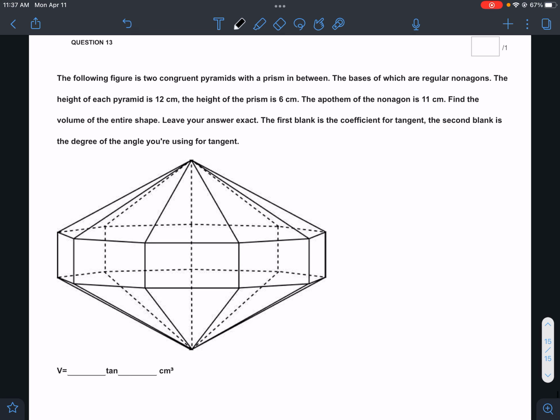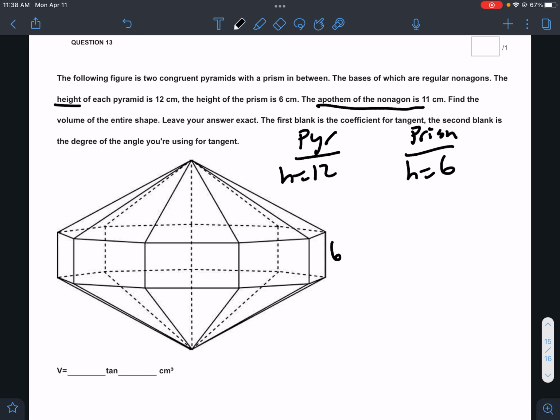Last question here. It says the following figure is 2 congruent pyramids with a prism in between, the bases of which are regular nonagons. The height of each pyramid is 12. Nice. They give us the height straight up. So for the pyramid, we have an h of 12. The height of the prism is 6. So that means this part's 6. Kind of hard to draw the height of the pyramid, but it's 6.